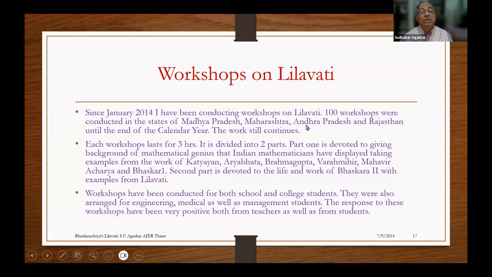And you will be surprised to know that I could conduct 100 workshops in a span of one full year, from January to December. And each workshop lasts for 3 hours. Usually when I go to a school, the headmaster says, our students won't sit for 3 hours, so make it short. So I promise them, if they get bored, I'll stop. Usually this doesn't happen. Students get so much interested.